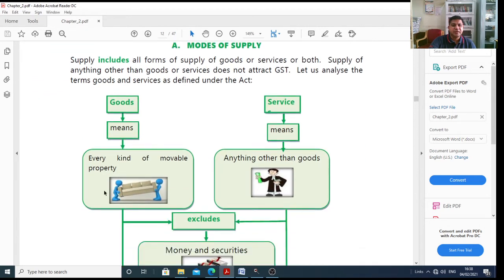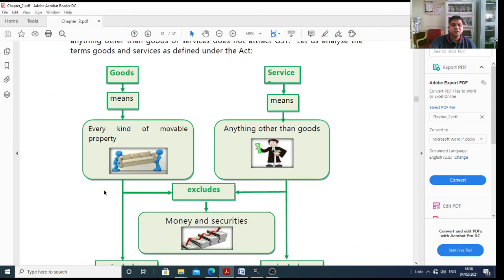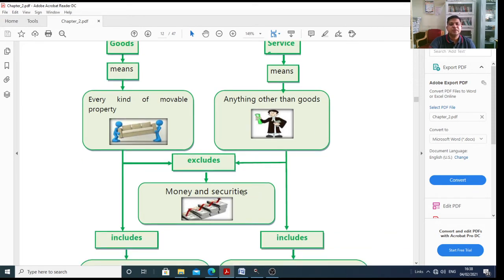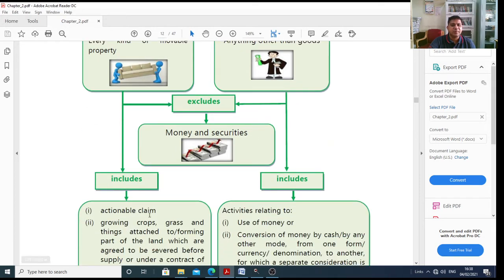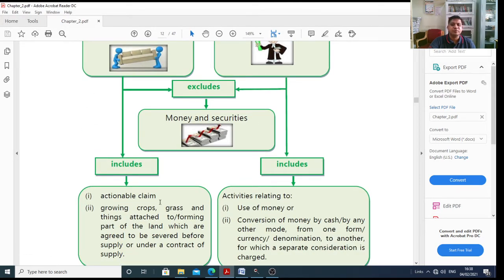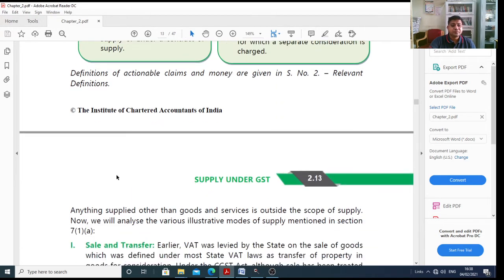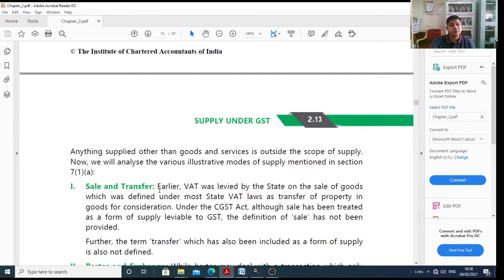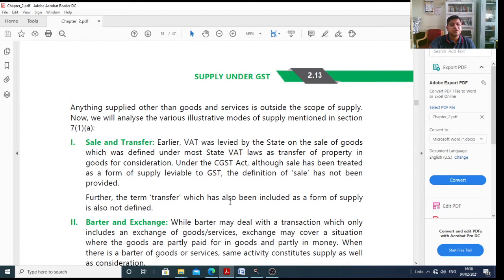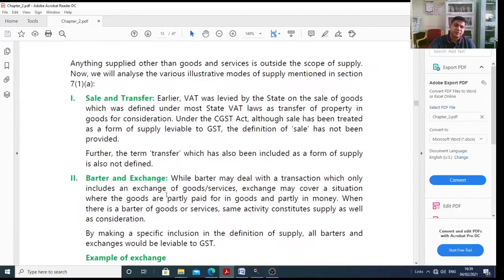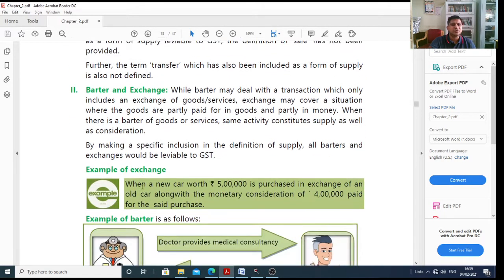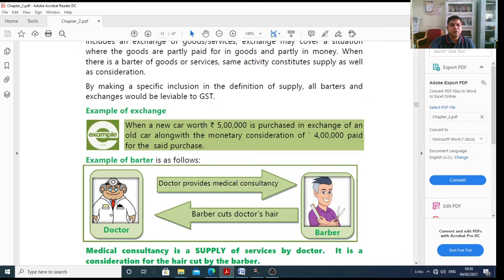In this structure, goods means every kind of movable property, and service means anything other than goods. It excludes money and securities but includes actionable claims and growing crops. These are definitions that we have studied, but now we have to understand the sale or transfer of goods and services, also under the barter system. First, these are particular examples that we have to understand.